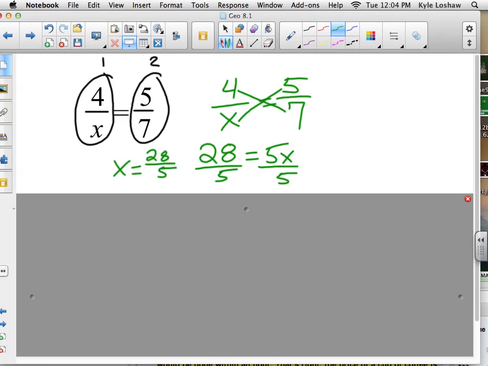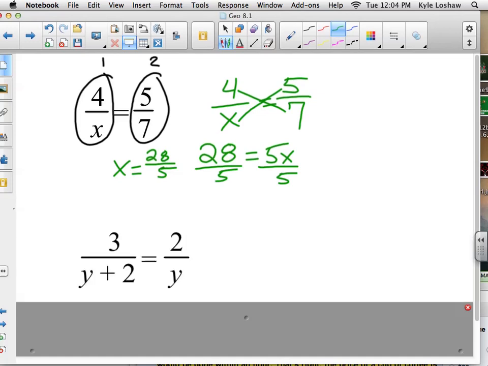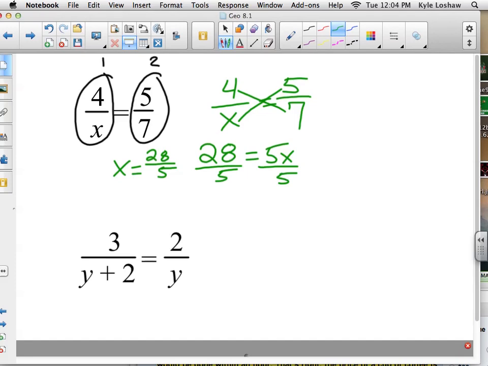And for funsies, tomorrow in class, someone better tell me what the decimal representation of 28 divided by 5 is. This is one that was stumping a lot of people when we did this one.